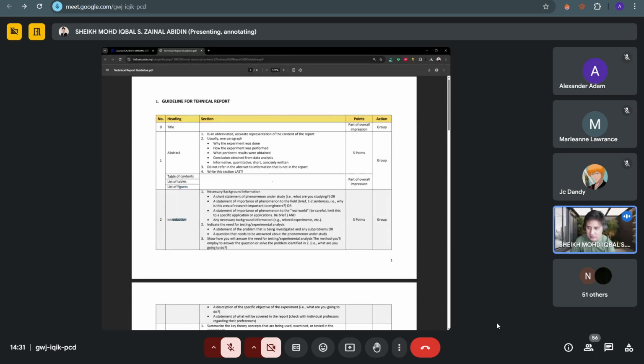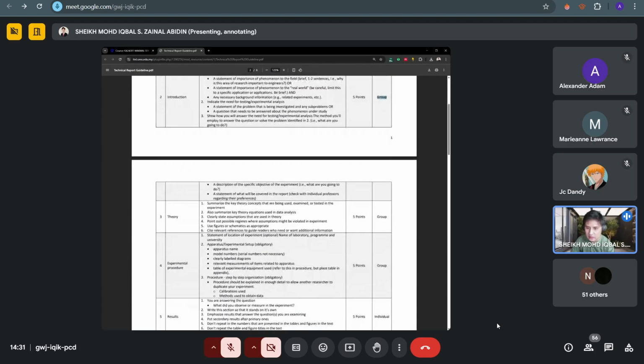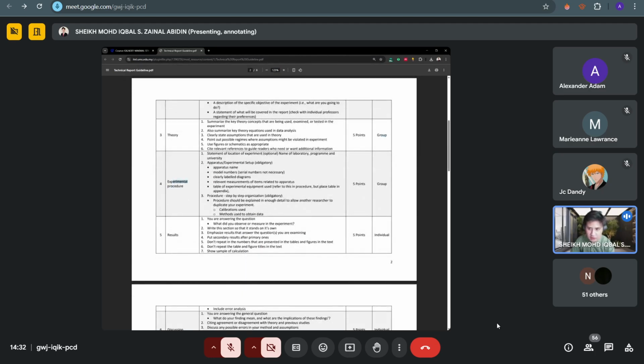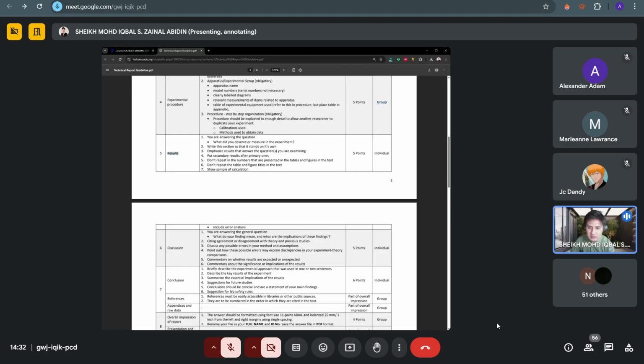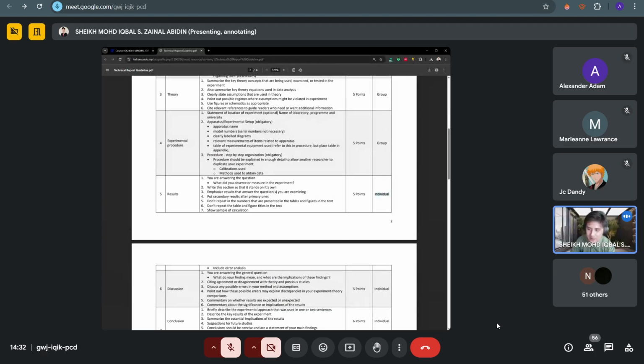Introduction, as you can see here, is 5 points. You can read what you have to do in the introduction section, but this is also group work. So everyone needs to do only one introduction, right? Same thing with theory, group work, experimental procedure, group work, but the result is individual. So whenever you see an individual part here, then in your lab report, everyone has to submit their own results and their understanding of the results, right?